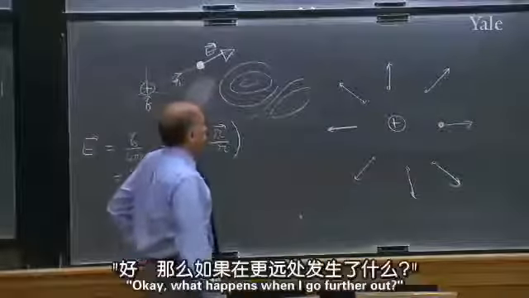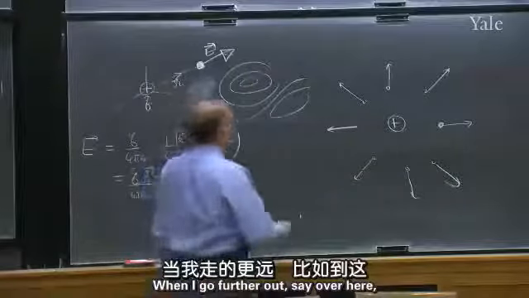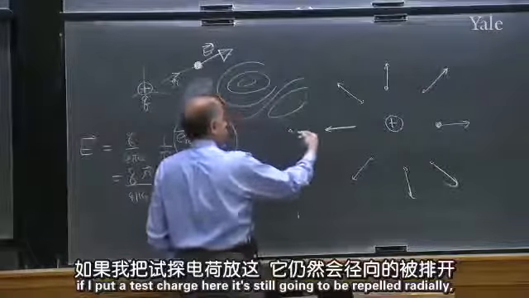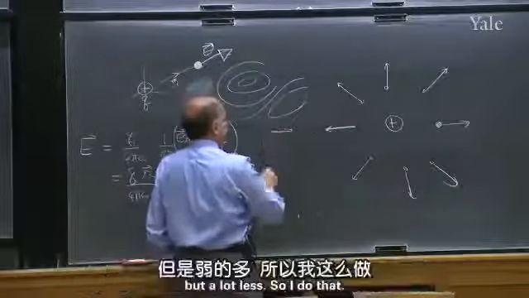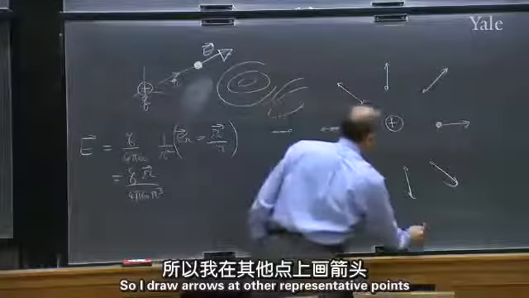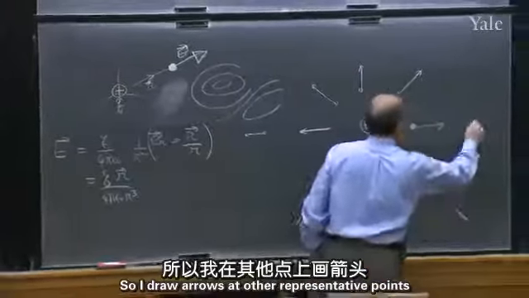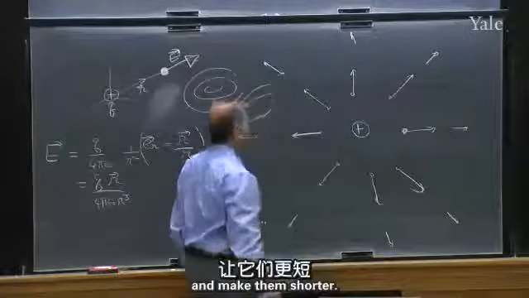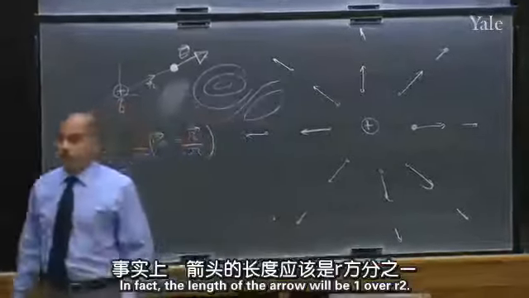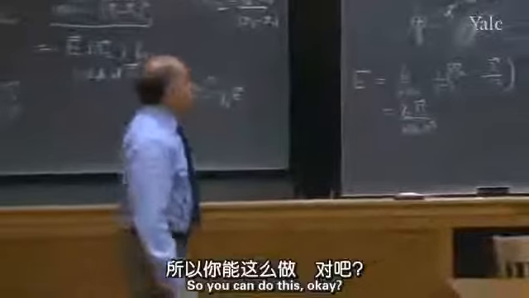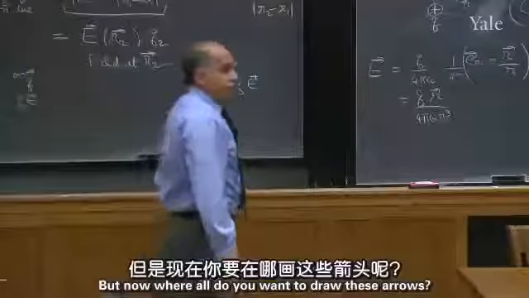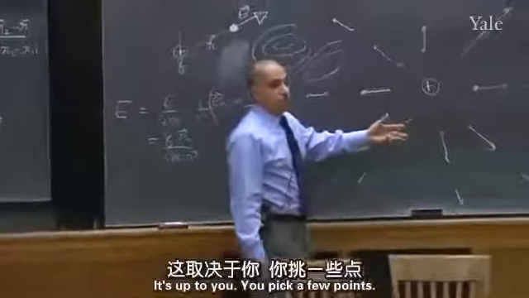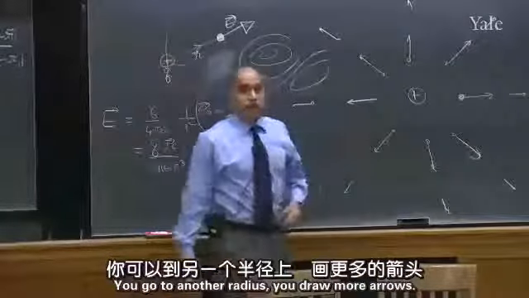Then you can say, okay, what happens when I go further out? When I go further out, say over here, if I put a test charge here, it's still going to be repelled radially, but a lot less. So I draw arrows at other representative points and make them shorter. In fact, the length of the arrow will be 1 over r squared. So you can do this. But now, where all do you want to draw these arrows? It's up to you. You pick a few points, you go to another radius, you draw more arrows.